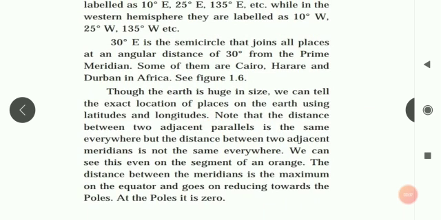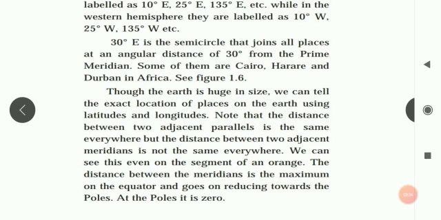Though the earth is huge in size, we can tell the exact location of places on the earth using latitudes and longitudes. Note that the distance between two adjacent parallels is the same everywhere, but the distance between two adjacent meridians is not the same everywhere. Okay, so between parallels it is the same, but the distance between meridians is not the same. We can see this even on the segment of an orange. We had seen, isn't it, in the last figure.